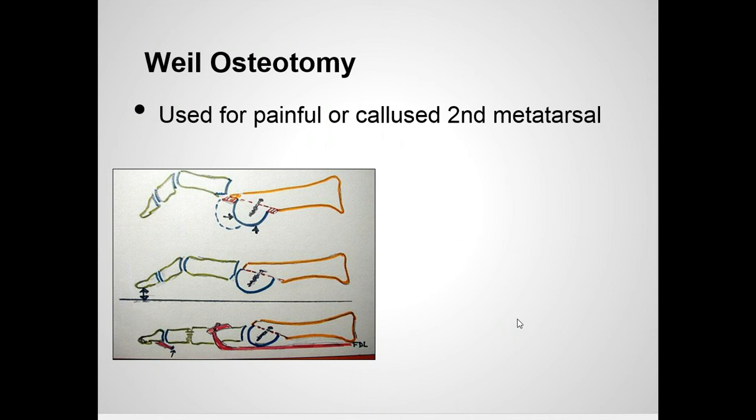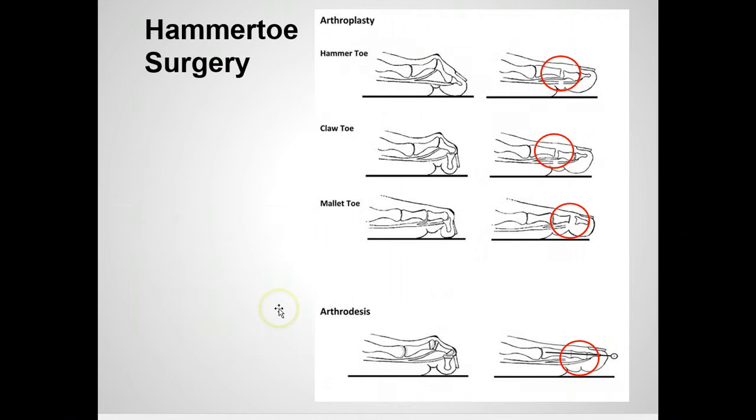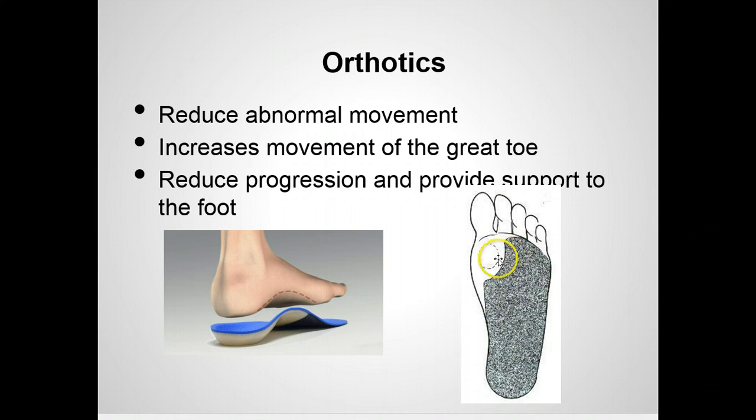A lot of times we have to use a Weil osteotomy as well. That is if someone has pain in the front of the foot, we can shorten the bone slightly and put a screw in it. And that just helps reduce the pain. So that would tend to be, if you're looking back here, someone that would have pain underneath the second bone.